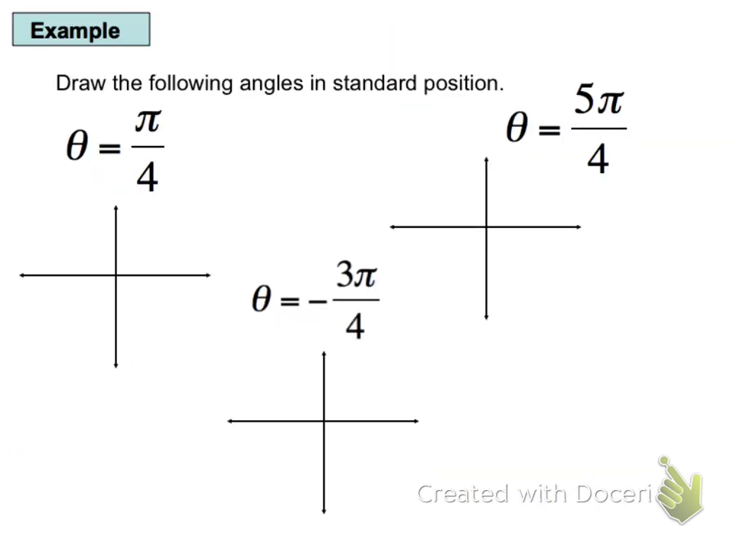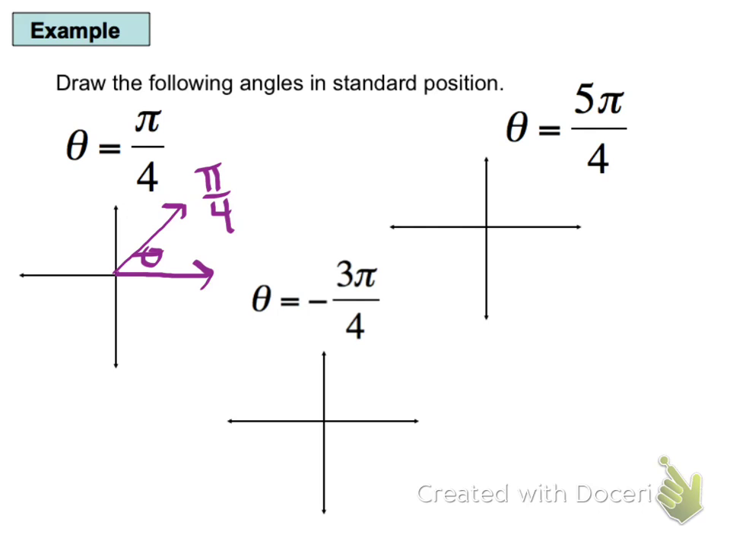Draw the following angles in standard position. So the next one is pi over 4. Now, remember, we're going to start always on the positive x-axis with our initial side. We're going in the positive direction, and I want to go 1/4 of pi. Now remember, 90 degrees is pi over 2, so I want half of 90 degrees, or 45 degrees, and so that would be right inside there. And now in this case, my theta is pi over 4.